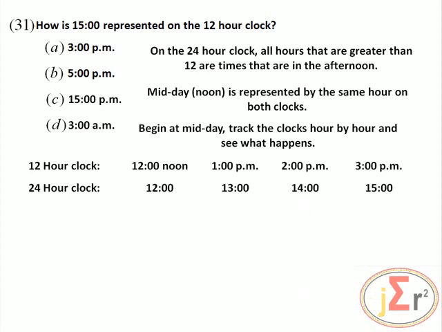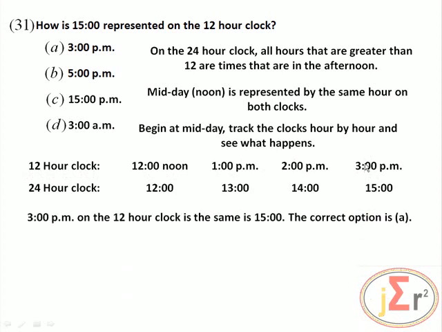So how is it represented on the 12-hour clock? See the 12-hour clock right there, straight across? So we know that it's 3 p.m. And 3 p.m. is option A. So 3 p.m. on the 12-hour clock is the same as 1500 hours. The correct option is A.